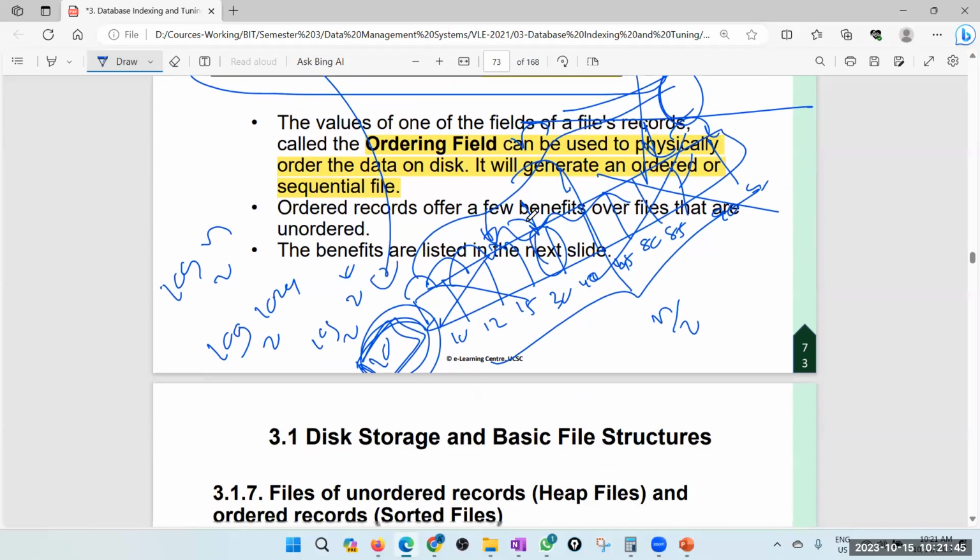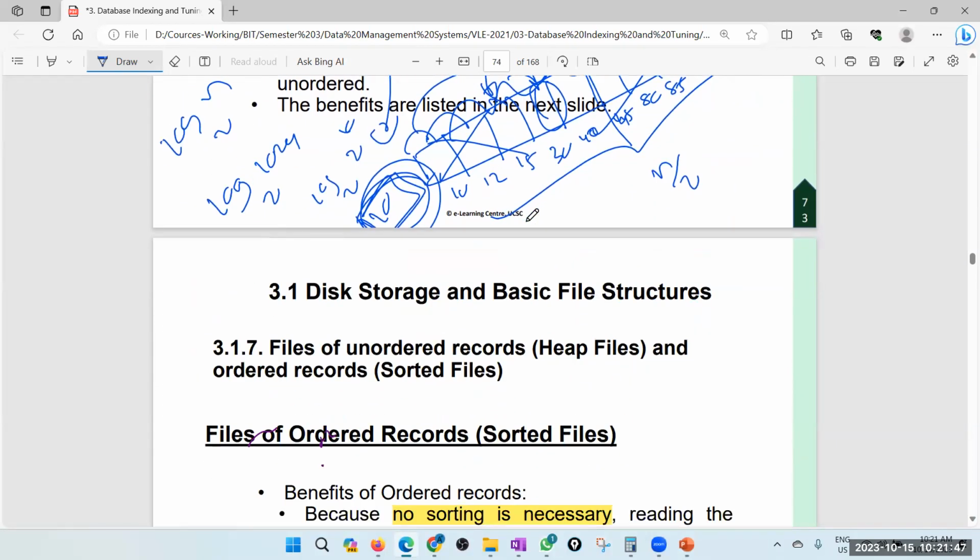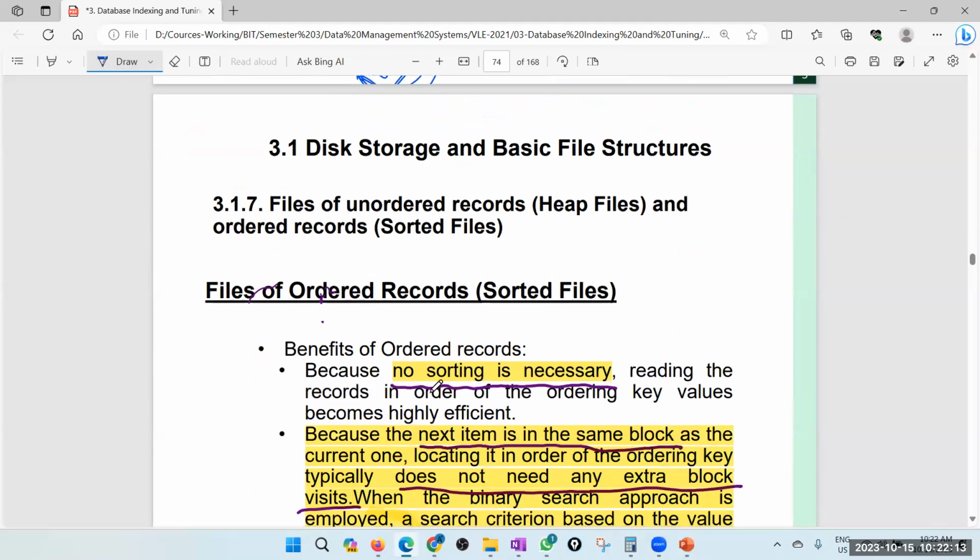In sorted files, we first have to identify a field because we can't sort a record file by more than one field. So we have to identify whether we want to sort it by employee number or department number or salary, and then sort it. Then store it in that order. So that is what is meant by ordered or sorted file. So we don't have to do a sorting because it's already sorted. Its sorted order is preserved in storing.